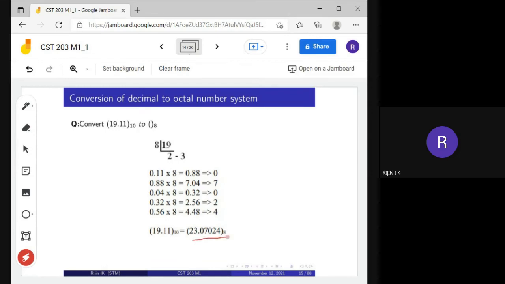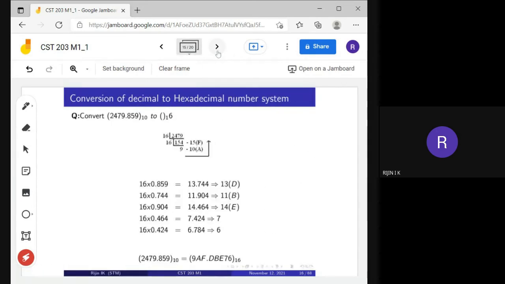So this is the corresponding octal number for the decimal number 19.11. So 19.11 is the decimal number, and the corresponding octal number is 23.07024. So this is how we will convert the decimal number into an octal number. Similarly, you can convert the decimal number into the hexadecimal number system.